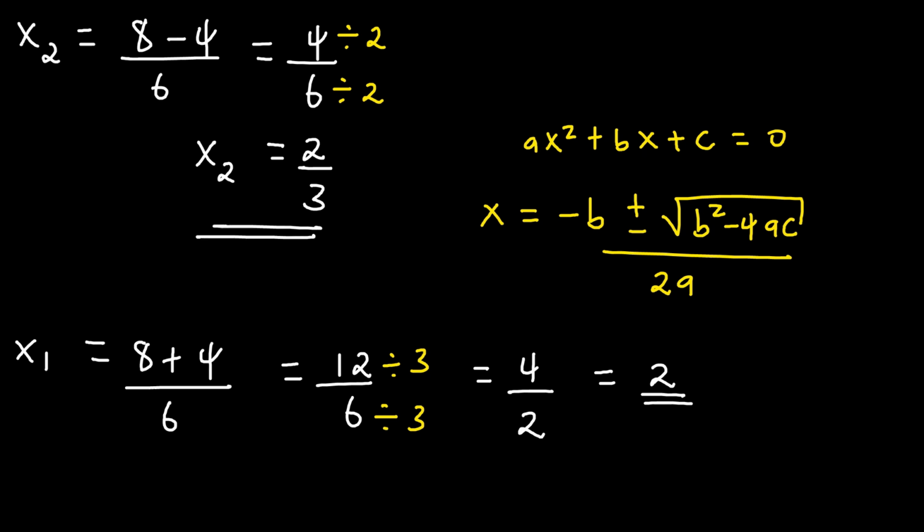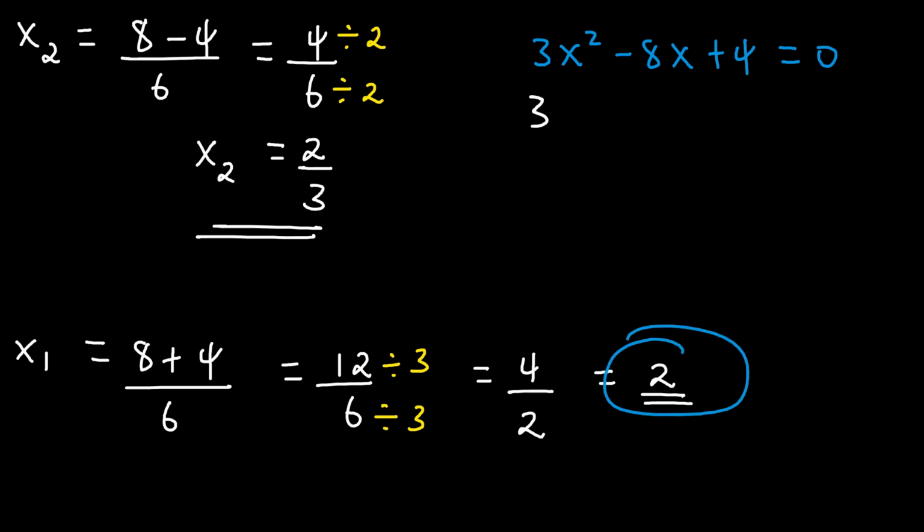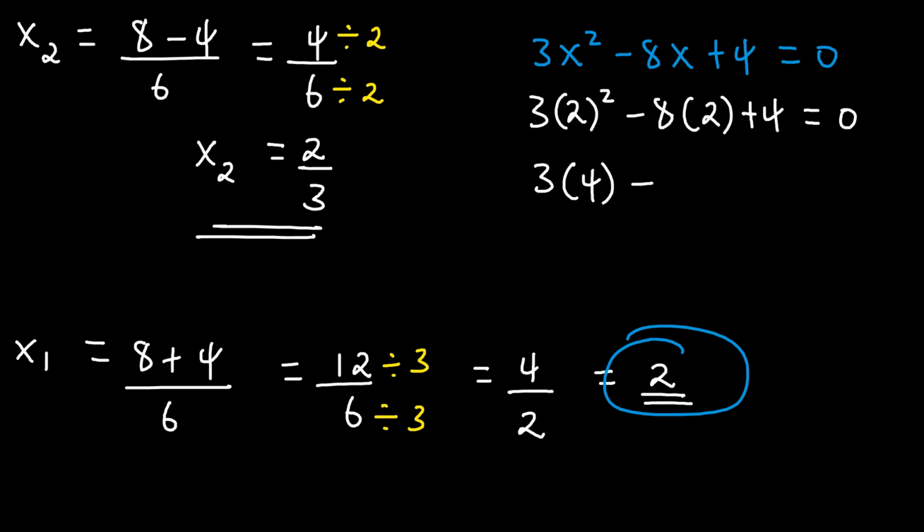Now let's check our answers and see if they are correct. Our equation was 3x^2 - 8x + 4 = 0. If we put in x equals 2, we shall have 3 into 2 to the power of 2 minus 8 times 2 plus 4, and this should be equal to 0. And so we shall have 3 into 2 to the power of 2 is 4, and then minus 8 times 2, which is 16, plus 4 equaling 0.